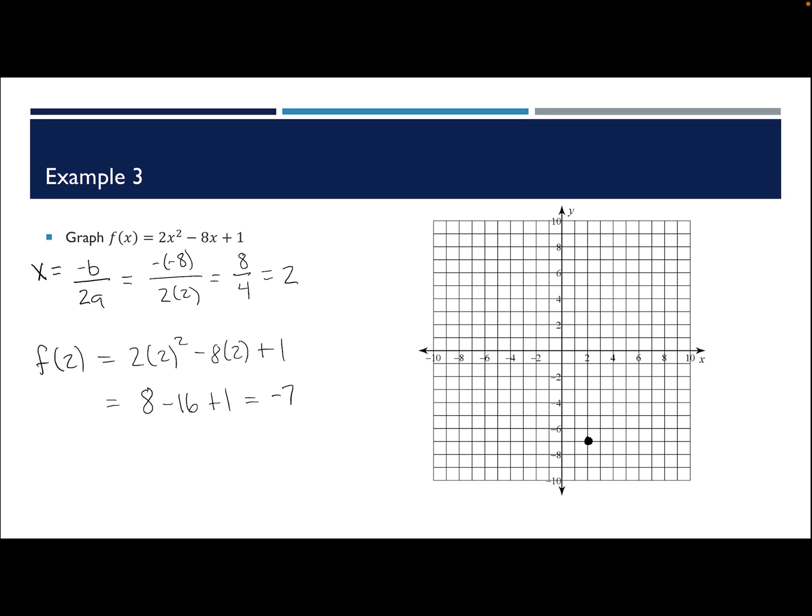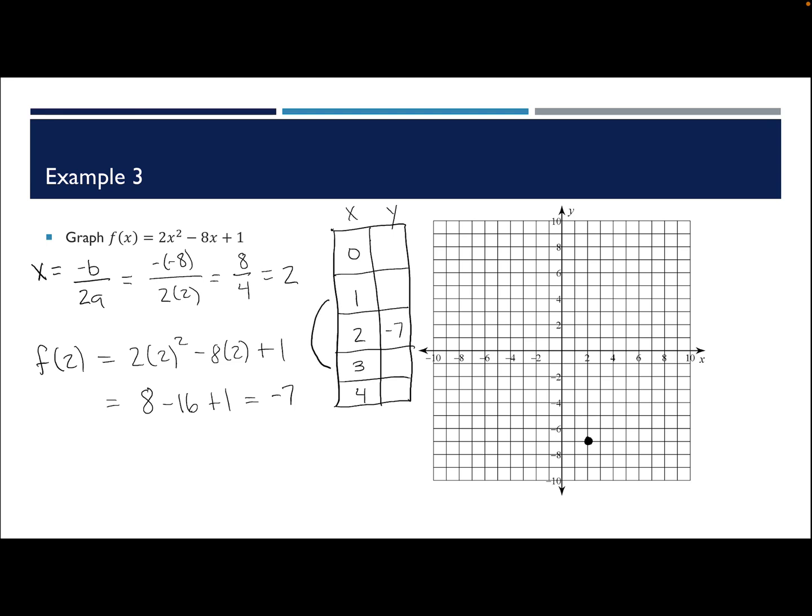So again, once you have the vertex, it's easiest to make a table of 5 values with the vertex in the center of that table. So we're going to put in our 2 and negative 7. So we have x and y. And then I would just choose points that are, in this case, 1 unit away. So we're going to go up to 3, go up to 4, go down to 1, go down to 0. So now we have our 5 values.